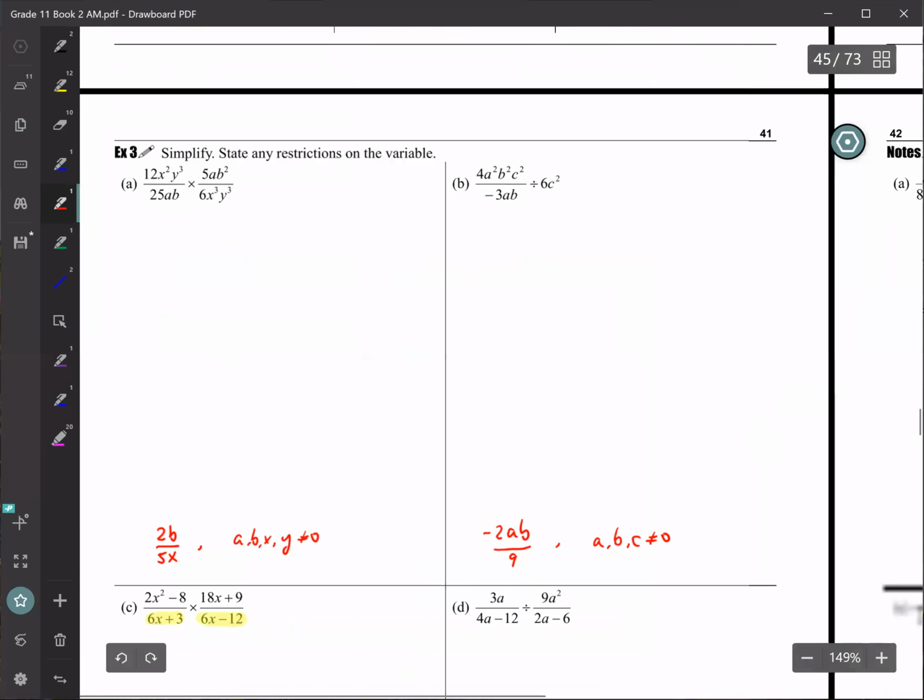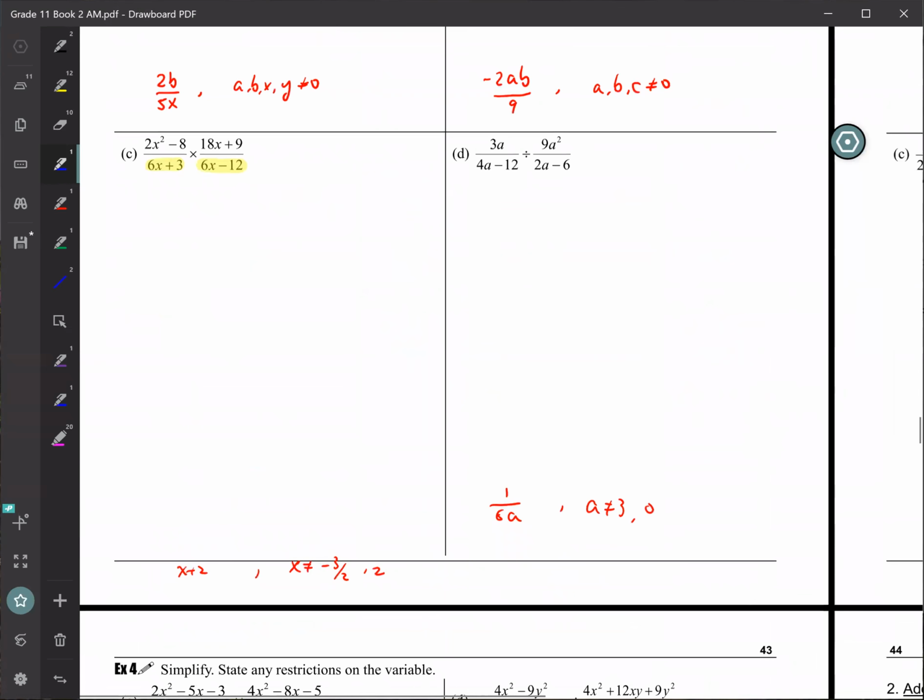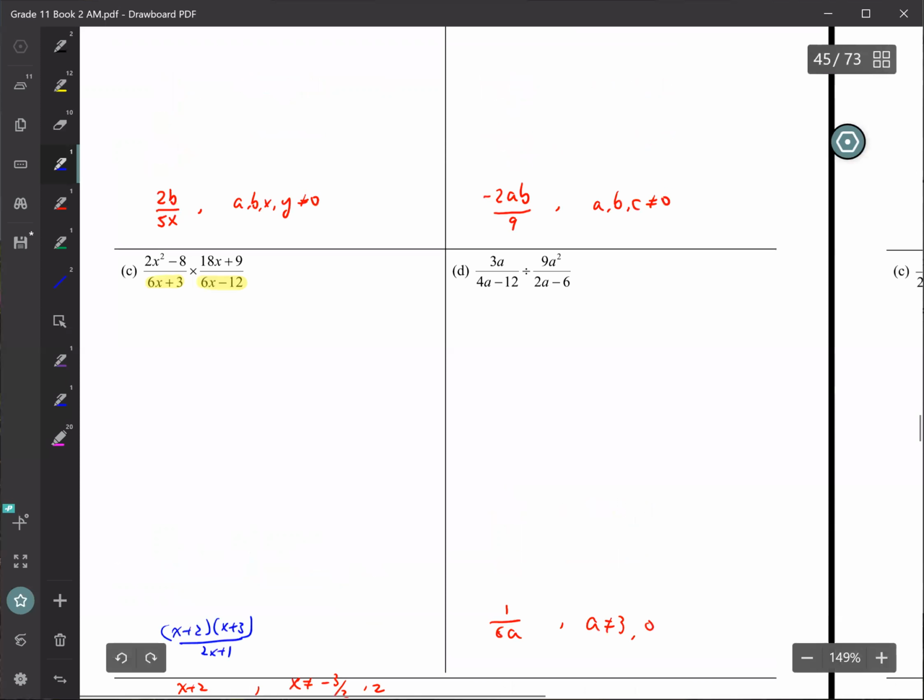Okay. I think I might be wrong, but I have x squared plus 5x plus 6. Which question are you talking about? For question C. What's your answer? I have x plus 2 times x plus 3 over 2x plus 1. Yeah. Okay, well, we'll check which one's correct.